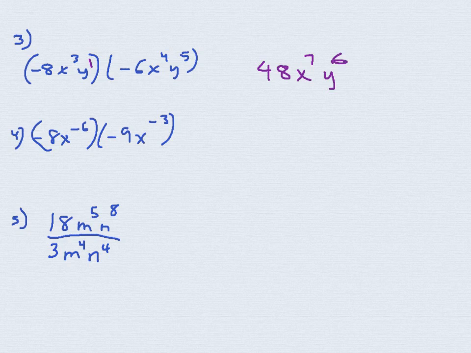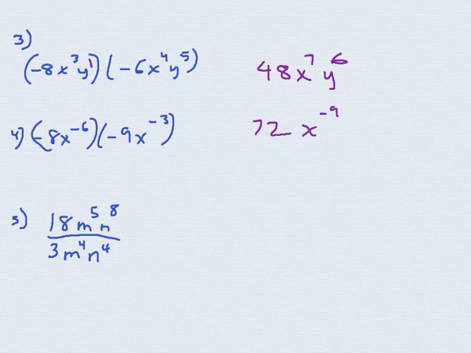Number 4. The only thing different with number 4 is that we have negative coefficients and negative exponents. The rules do not change. Negative 8 times a negative 9 is a positive 72. The exponents, we have only one variable. It's an x, so you add your exponents. X to the negative 6 times x to the negative 3 is going to give you x to the negative 9. Because negative 6 plus negative 3 is negative 9.